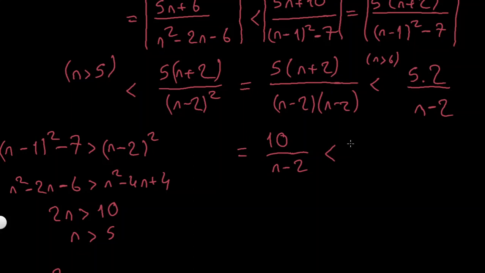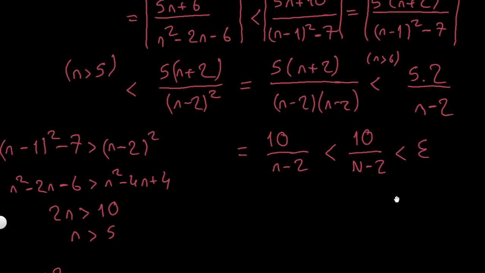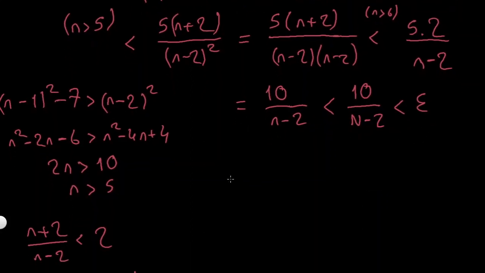So now I can say this is less than, so I know that n is greater or equal than this capital N, so n - 2 will be greater or equal than that, and the reciprocal of that will be less than this capital N, okay? So this is the standard part, and now I say this is less than epsilon. So now I'm just trying to solve this. I say n - 2 is greater than 10 over epsilon.